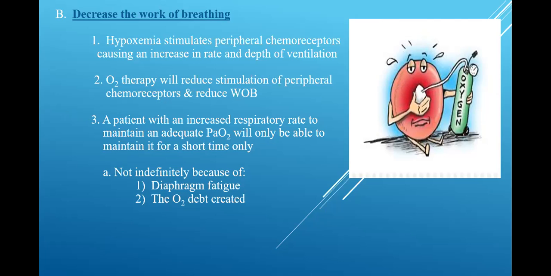Now, which one only focuses on breathing deeper? Which one of the peripheral chemoreceptors focuses on the breathing part? One of the peripheral chemoreceptors focuses only on breathing, and another one is breathing and heart. You have two peripheral chemoreceptors.